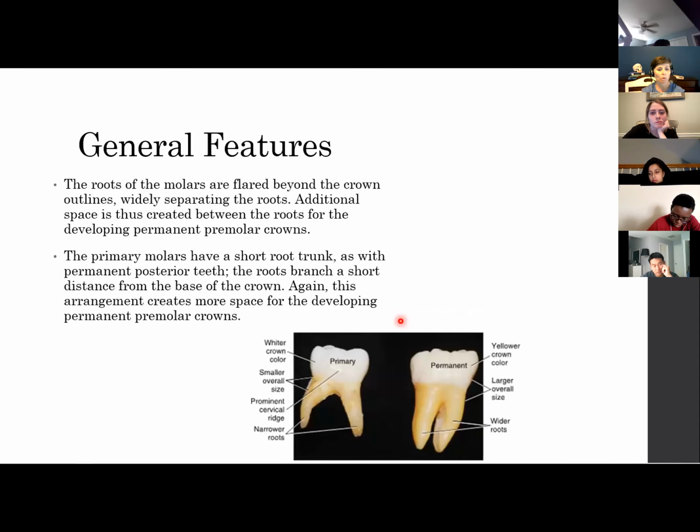The roots of the molars are flared beyond the crown. Like I said earlier, they're widely separating the roots. Additional space is thus created between the roots for the developing permanent premolar crown. The primary molars have a short root trunk, as with the permanent posterior teeth. The roots branch a short distance from the base of the crown. Again, this arrangement creates more space for the developing premolars.